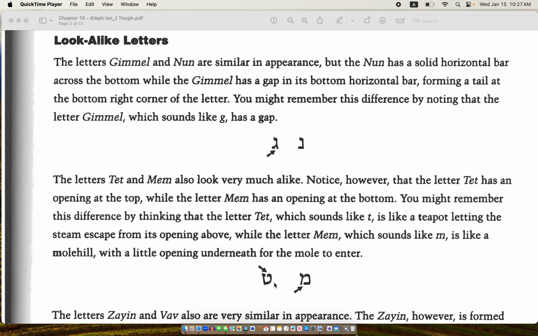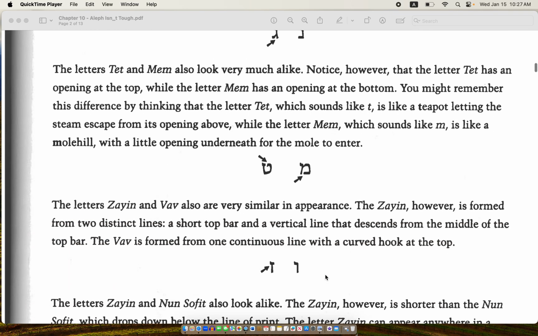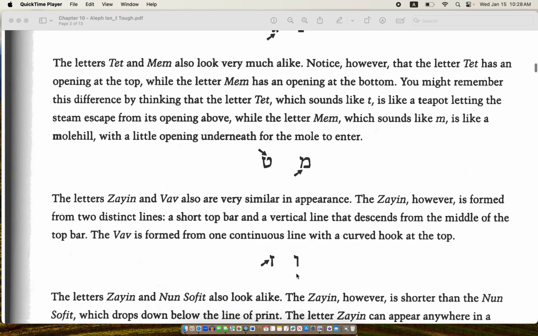Mem and Tet, sometimes most of my students will mix this up. I think because they both have a little break, but mem is on the bottom and tet is on top. So just be careful as you read. Zayin versus vav, not so much. I don't see this as an issue. But yes, if you're reading quickly, you might mistake one for the other.